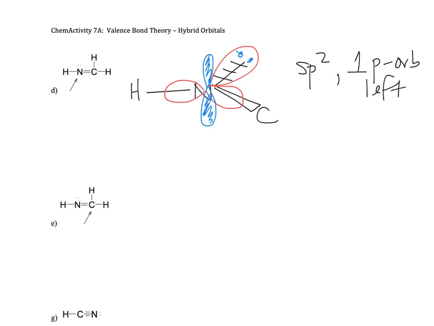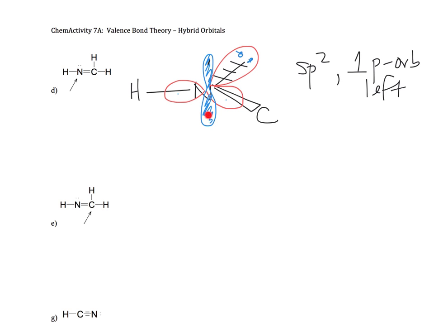Nitrogen has 5 valence electrons. We've already drawn 2 of them. 2 of them are in this lone pair here. I'm going to put 1 in the p orbital, 1 in that sp2, and 1 in that sp2, for a total of 5 valence electrons. Notice which orbitals are ready to bond.